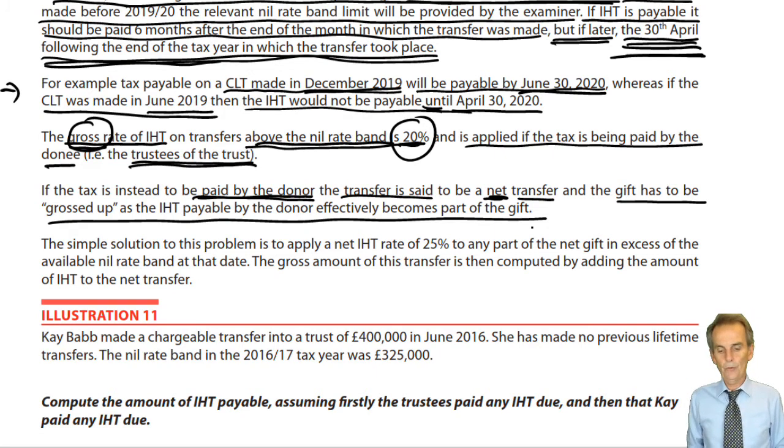If, therefore, the trustees, as they do, need to elect to then have it treated as a gross transfer, that they pay the tax, if there is no mention in the question, then that can only mean that no such election has been made. And if no such election has been made, then it must be the donor that pays the tax. So if the question is silent, assume it is a net transfer, that the donor has paid the tax. We will see in a moment's time, therefore, how we compute the tax.